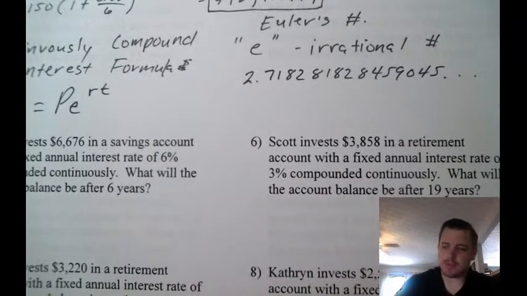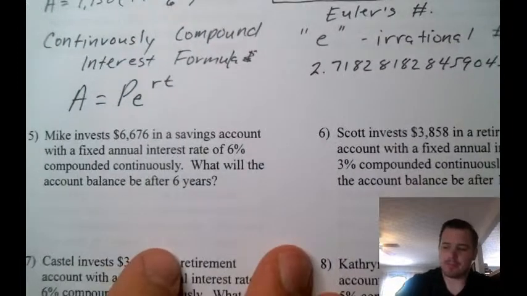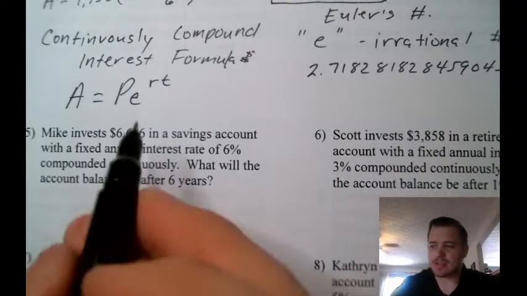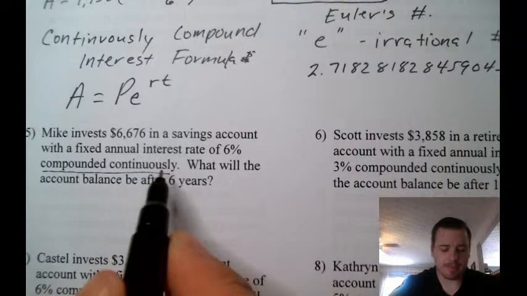Okay, so it's a little bit different equation, but possibly a little bit easier. So you just need to know these two equations today, and know when it says compound continuously, I use this. If it's compounded a certain number of times, I use my compound interest formula.